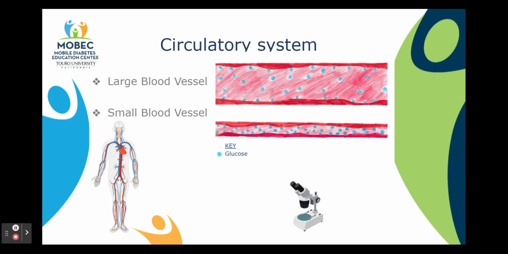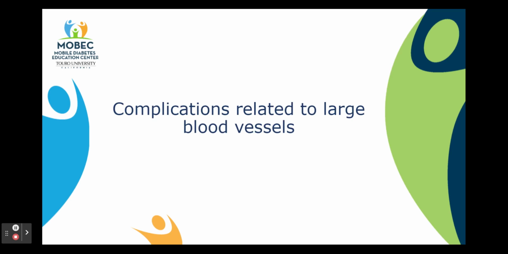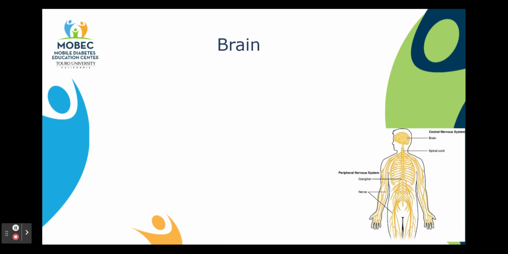The circulatory system is composed of blood vessels, your blood, and the heart. Nutrients and oxygen are able to get to the different parts of your body in this circulatory system. This system is often affected by diabetes. Now let's start with the complications related to large blood vessels. These large vessels are those supplying blood to the brain and the heart.